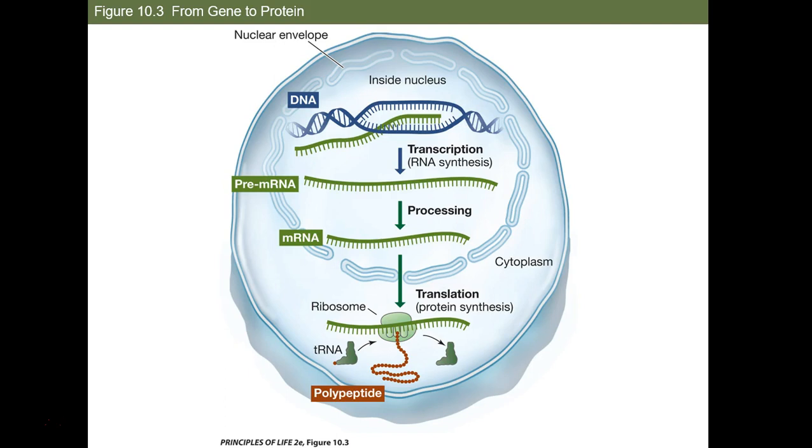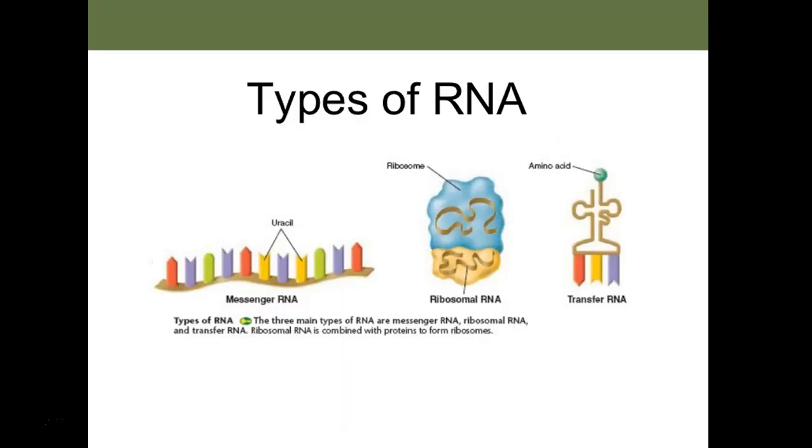Figure 10.3 shows a diagram of DNA being transcribed to messenger RNA, and then mRNA being translated to produce a polypeptide chain. In eukaryotes, transcription occurs in the cell's nucleus, and translation happens in the cytoplasm. Here's a picture of the three types of RNA that we'll be talking about in this chapter. mRNA is on the left, with rRNA in the middle, and tRNA is on the right.